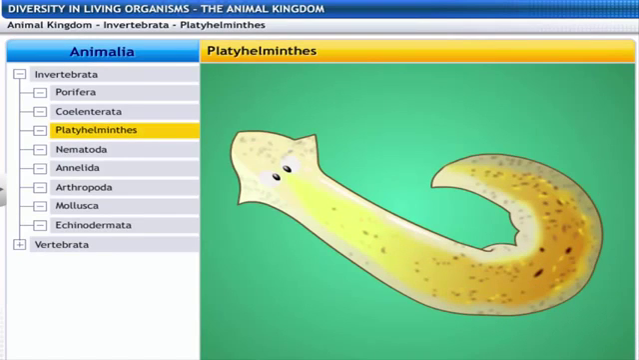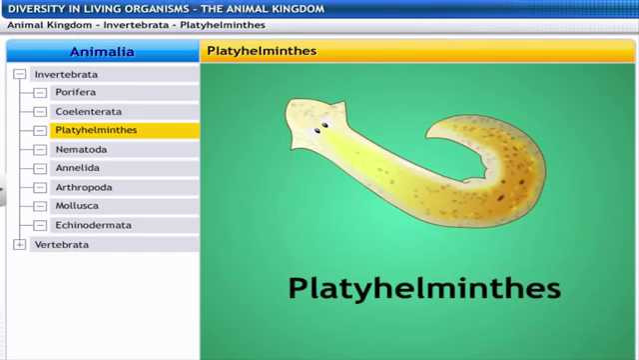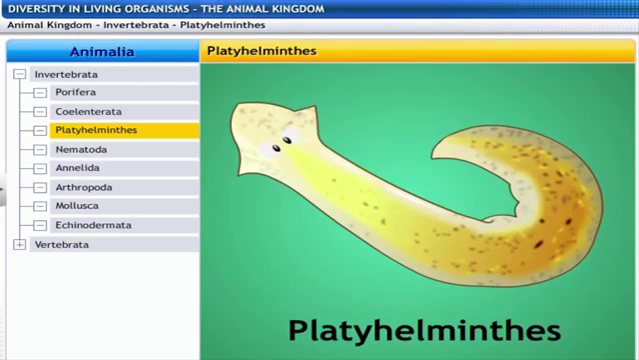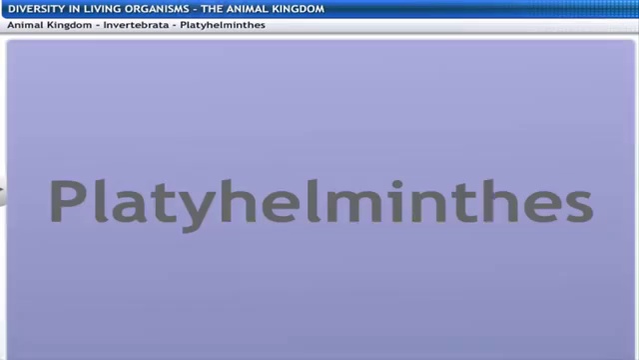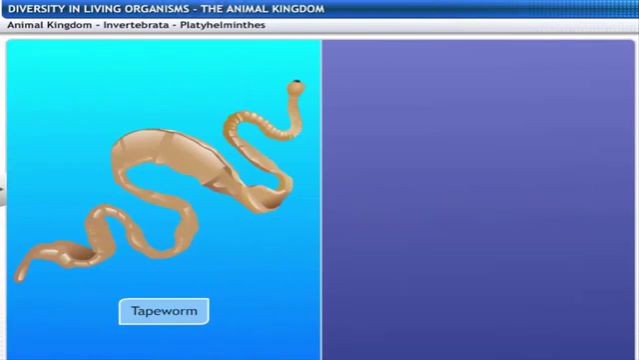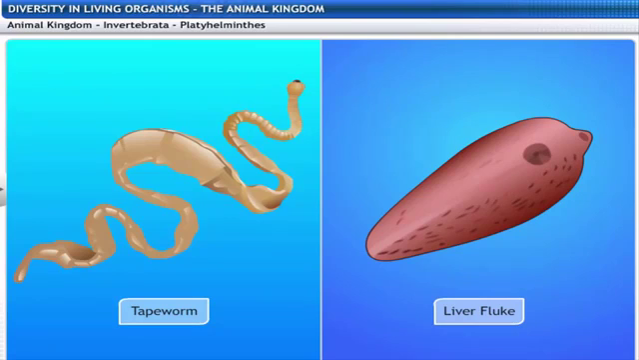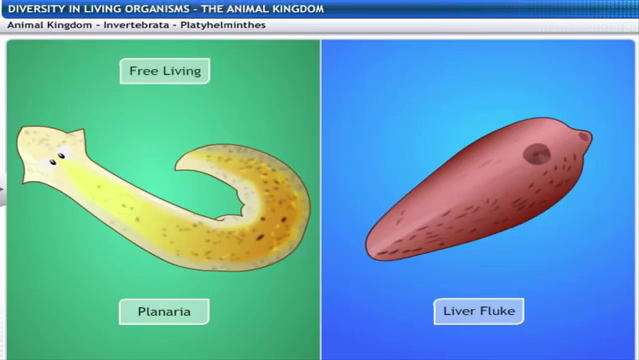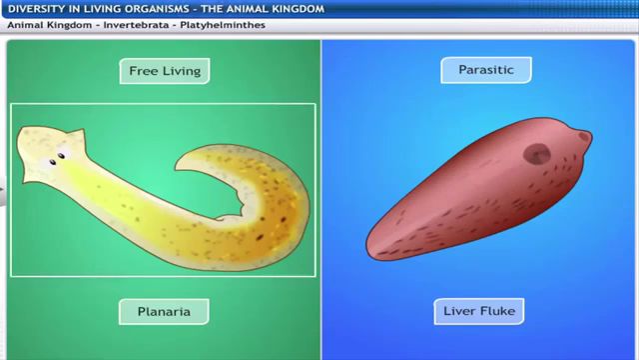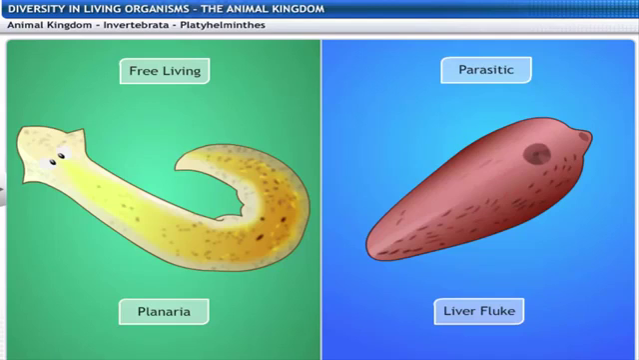Platyhelminths get their name from 2 Greek words, platy meaning flat, and helminths meaning worms. The phylum Platyhelminths includes tapeworm and liver fluke. Platyhelminths are either free-living or parasitic. Free-living animals include planaria, and parasitic animals include liver flukes.